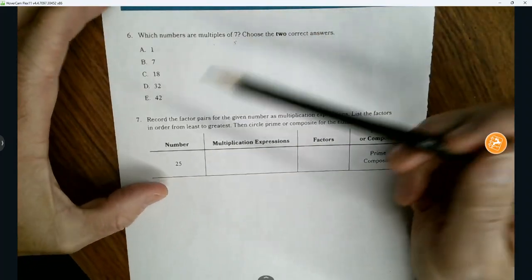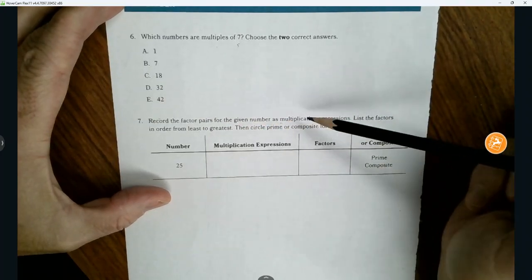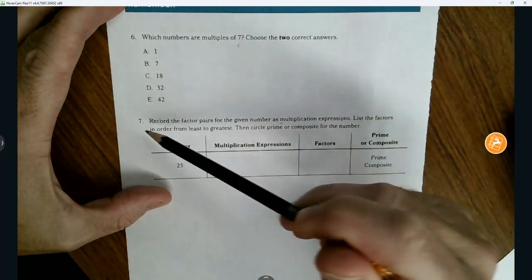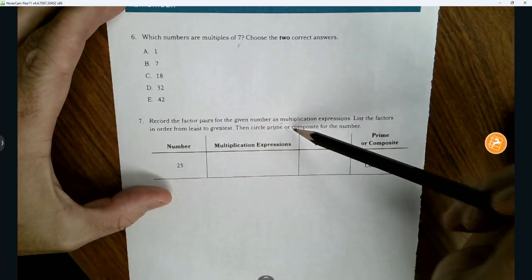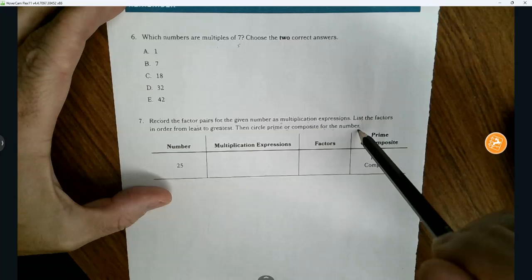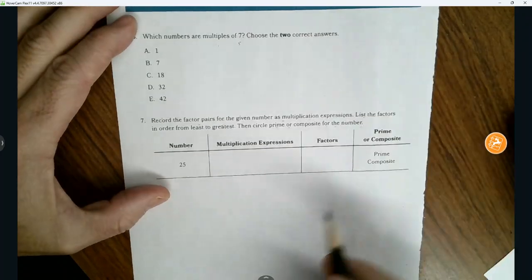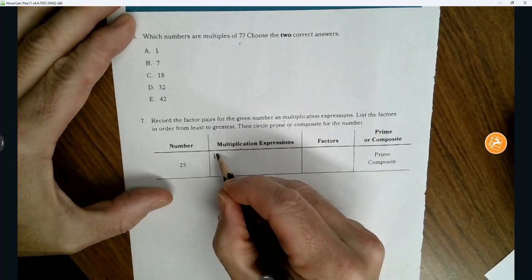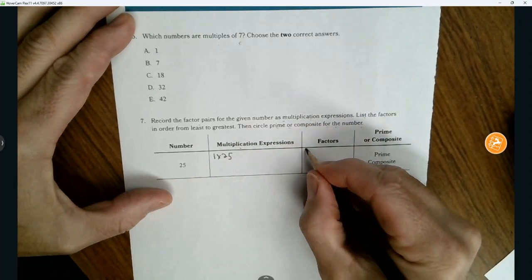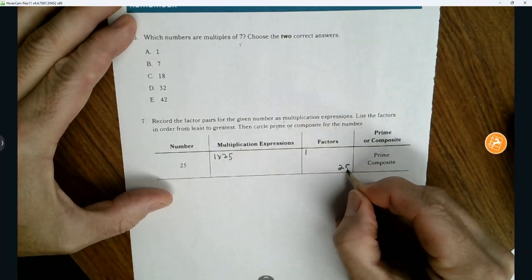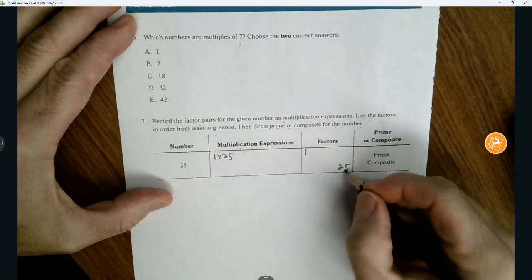I already know it. Number 7, record the factor pairs for the given number as multiplication expressions. List the factors in order from least to greatest. Then circle prime or composite for the number. All right. So I'm going to help with 1. All right. Multiplication expression. This is always going to be the first expression, right? Where we say 1 times that number. So put that there. Put this one down here because it wants us to list the factors in order from least to greatest. So 1 there, 25 there is a factor.